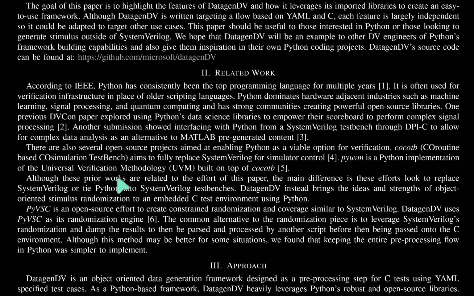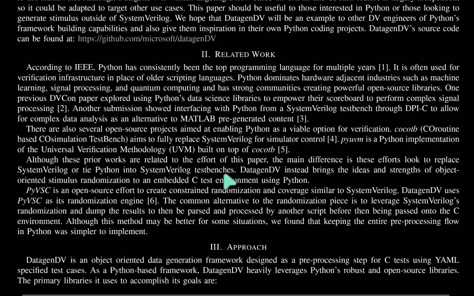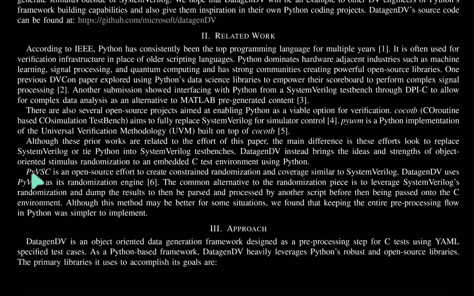Although these prior works are related to the effort of this paper, the main difference is that these efforts look to replace SystemVerilog or tie Python into SystemVerilog test benches. DatagenDV instead brings the idea and the strengths of object-oriented stimulus generation to an embedded C test environment using Python. PyVSC is an open source effort to create constraint randomization and coverage similar to SystemVerilog. DatagenDV uses PyVSC as its randomization engine.